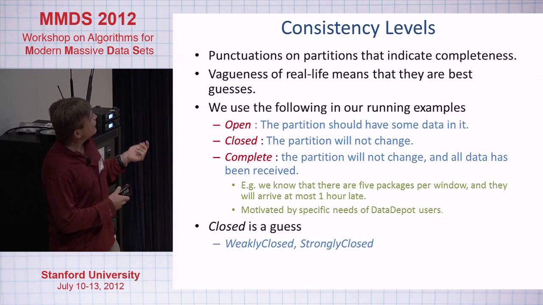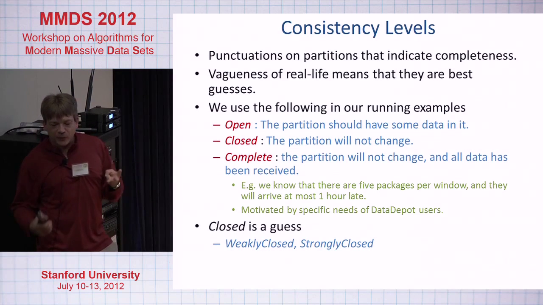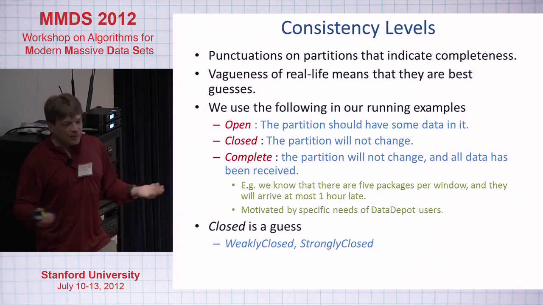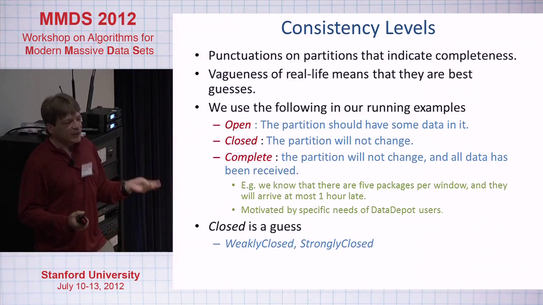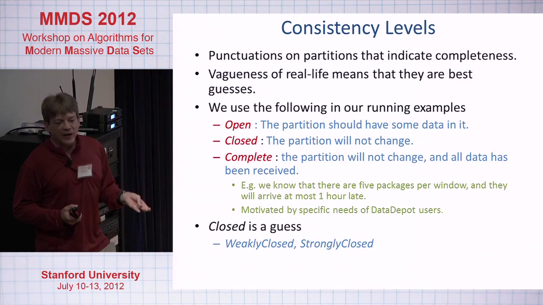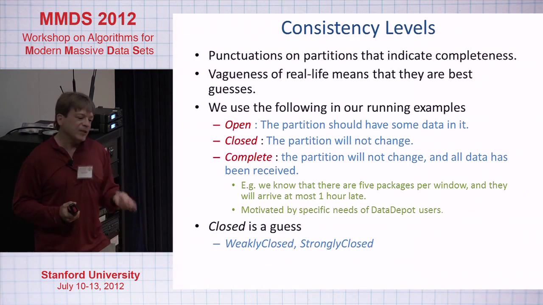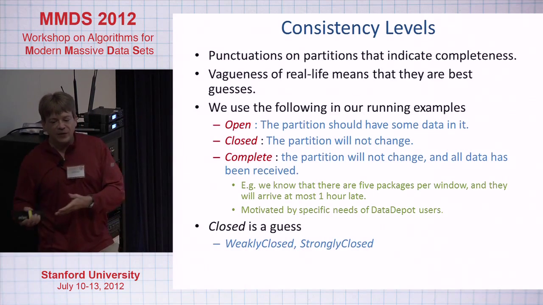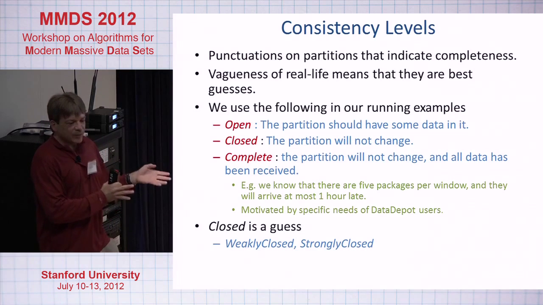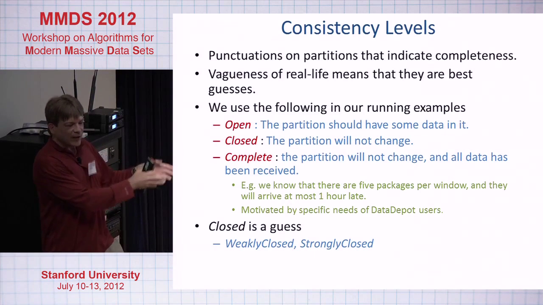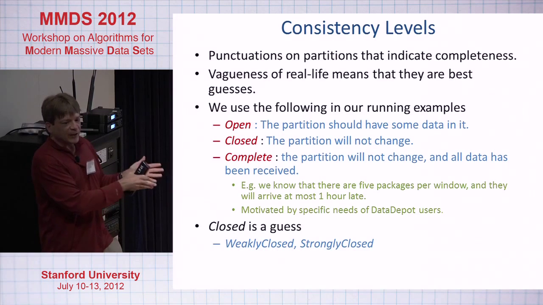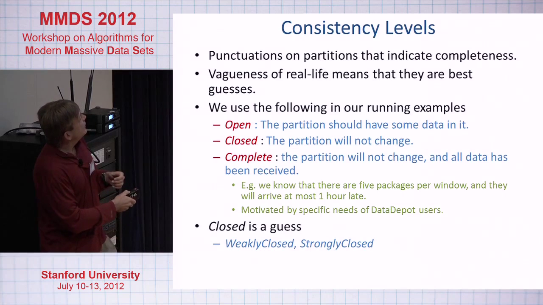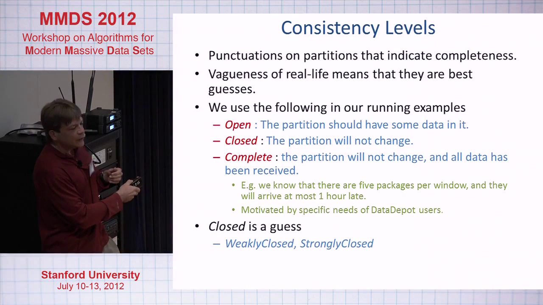So I'm going to talk about running examples with three very simple types of consistency. Open means there's some data there. Closed means the data will never change. Complete means the data will never change, and, by the way, all the data that could have arrived has arrived. If we have a lot of control over the data source, this happens in a lot of the DPI applications, we might know that we expect 4 files to comprise all the data set for this 5-minute period. If we only get 3, the data is not complete. If we get 4, we know the data is complete and closed. And these actually form a hierarchy. Complete implies closed, closed implies open.